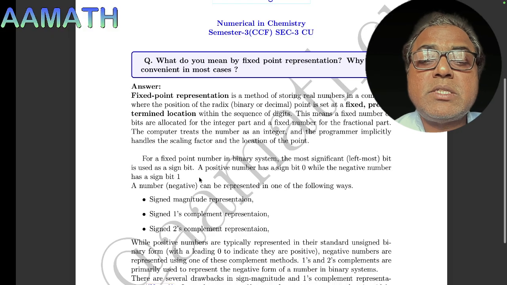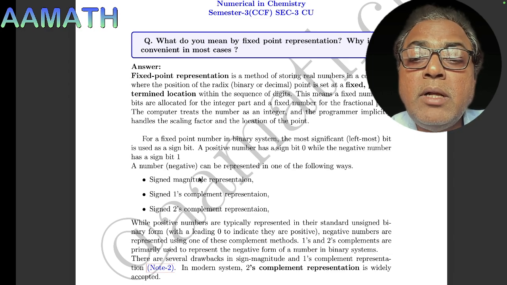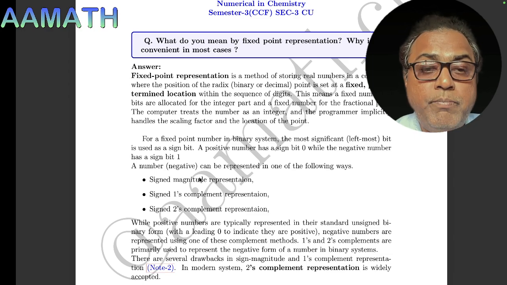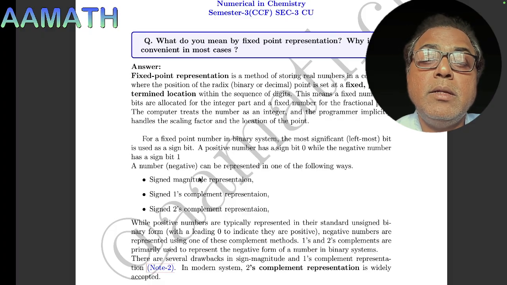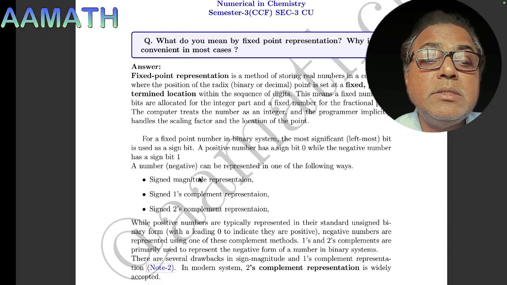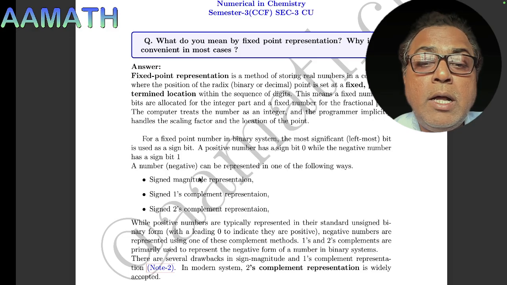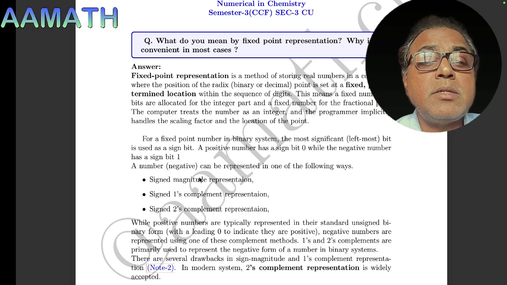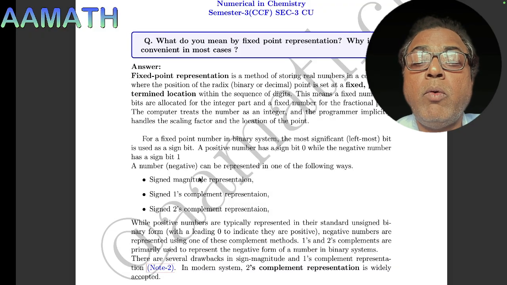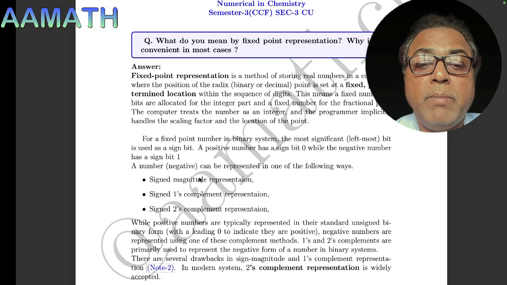When we deal with positive numbers, it's the standard unsigned binary form with a leading 0 to indicate they are positive, and negative numbers are represented using one of these complement methods, one's or two's complement, primarily used for the negative form of a number in the binary system. There are several drawbacks in sign magnitude and one's complement representation for a negative number. In a modern computer system, we actually use two's complement representation for negative numbers.